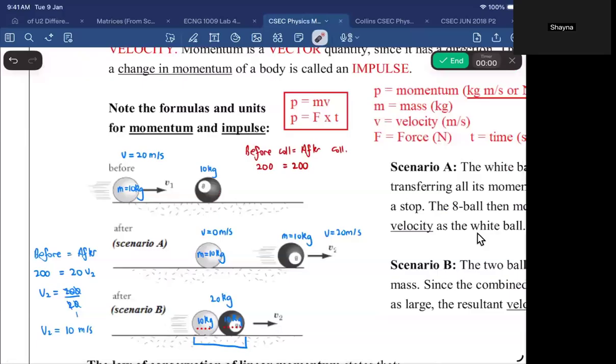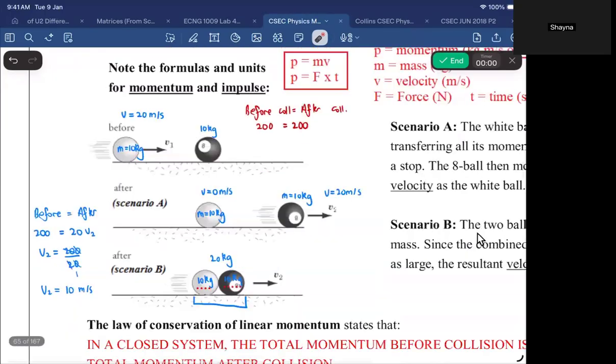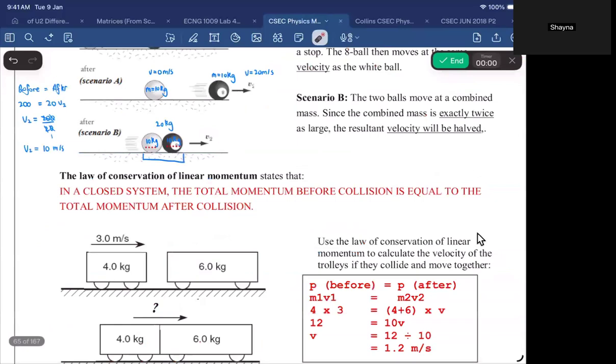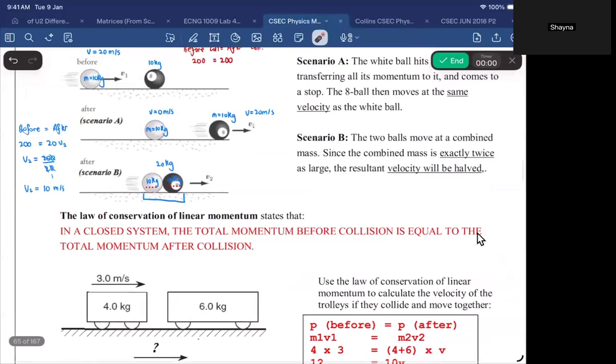So I think you understand the concept, right? Yes, I do. And you understand that according to inertia, the greater the mass, the lesser the speed would be. Yes, sir. Good. The reason for that is because we conserve momentum. The law of conservation of linear momentum states that in a closed system, the total momentum before collision is equal to the total momentum after the collision.